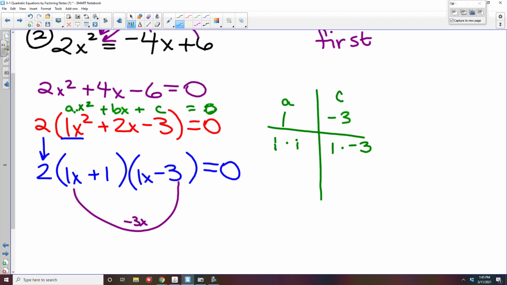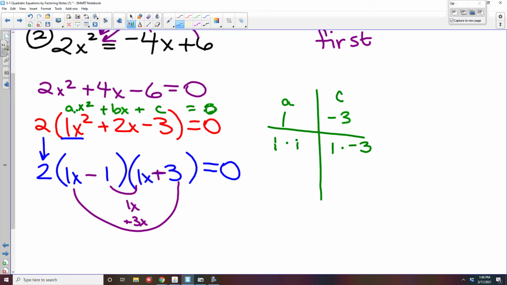Negative 3x. And then 1 times 1 is going to be 1x. But if I add those together, I'm going to get negative 2. So what do we need to do? Switch the negative 3 to a negative 1. You got it. Switch the minus and the plus. So I'm going to make that a minus 1 and a plus 3.